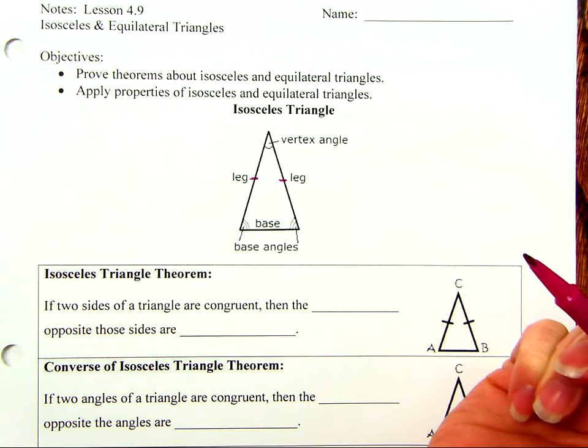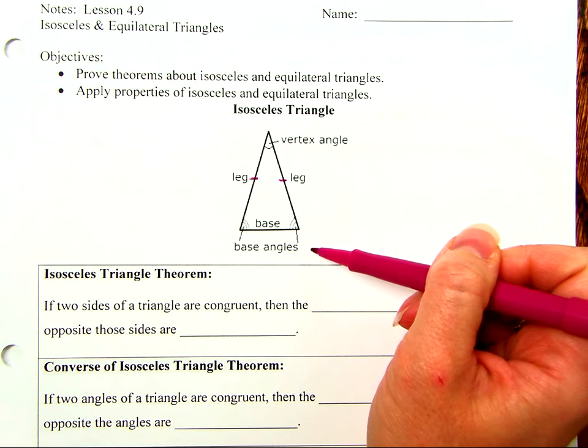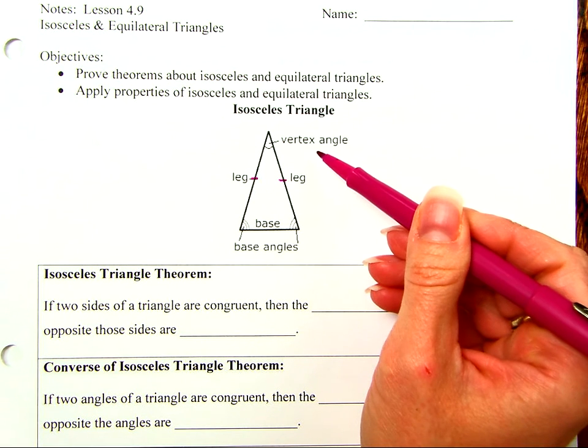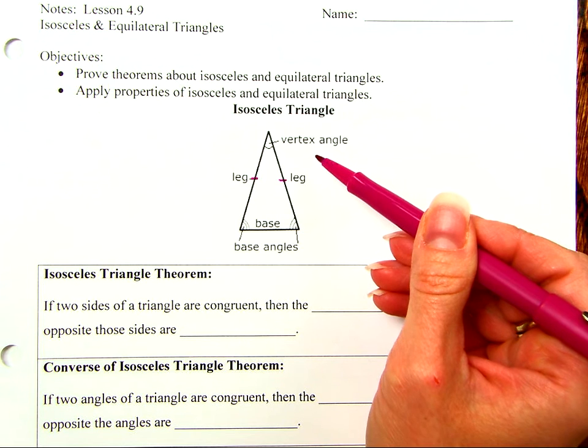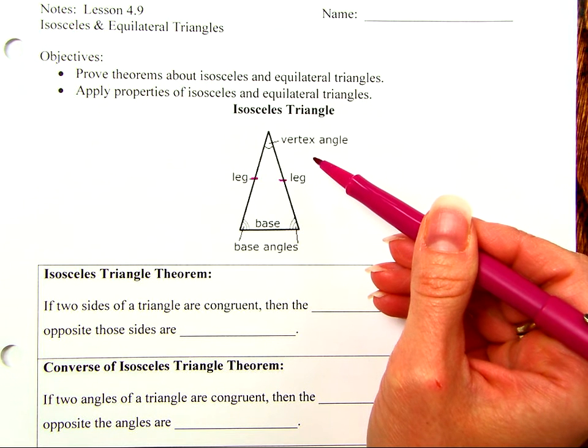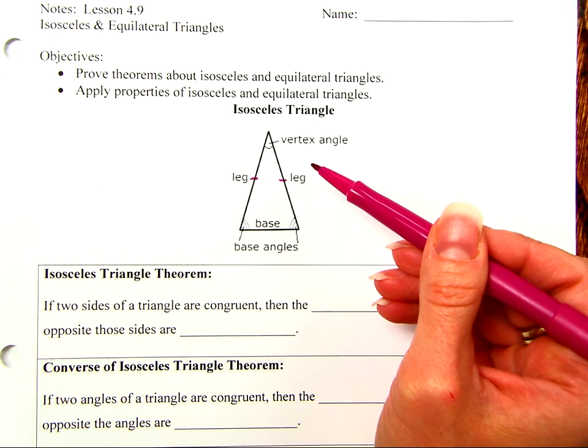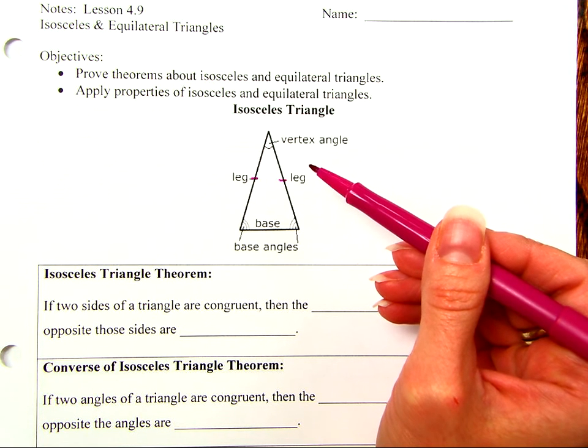Therefore, we are also going to be talking about base angles. And the third angle they're going to call the vertex angle. A lot of times we think about the vertex angle as being the angle at the top, although that doesn't always have to be true because our triangle can be rotated.